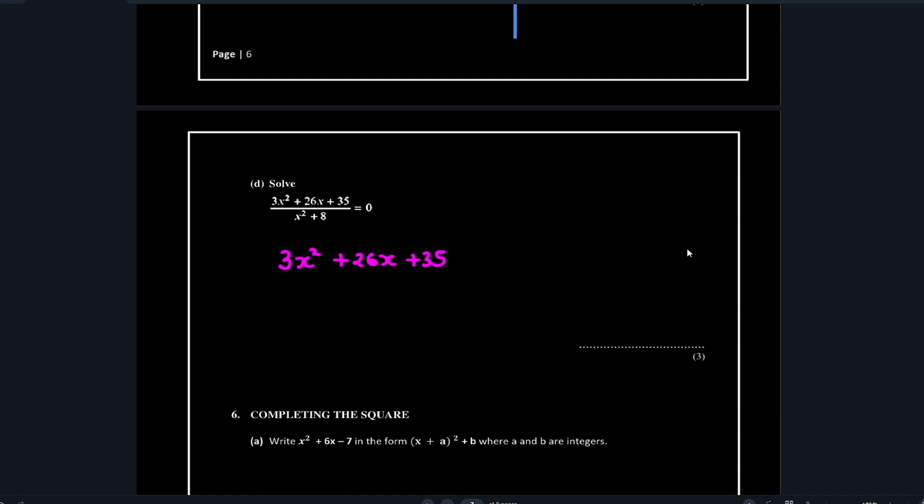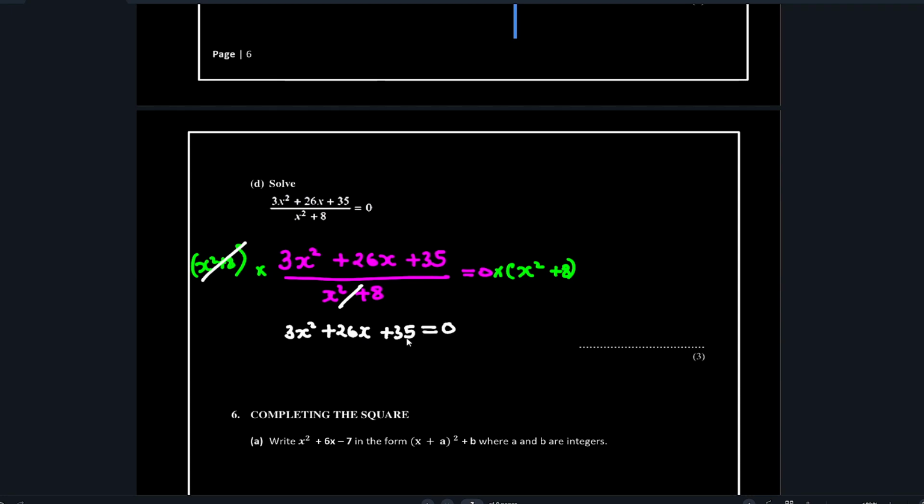It's 3x squared plus 26x plus 35 over x squared plus 8 equals to 0. Now, you need to see that we are having this. If we multiply both sides by x squared plus 8, this part here will cancel out. And the right hand side will be 0 because 0 times a number is going to be 0. So we are going to remain with 3x squared plus 26x plus 35 equals to 0.